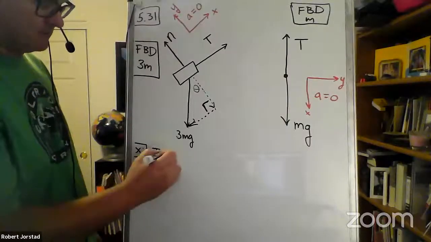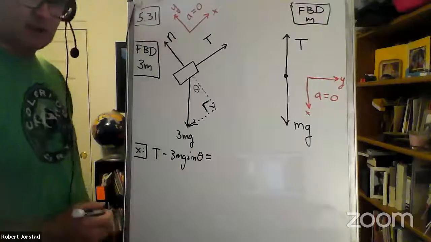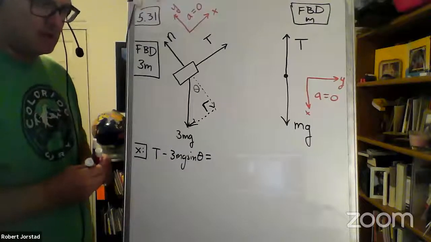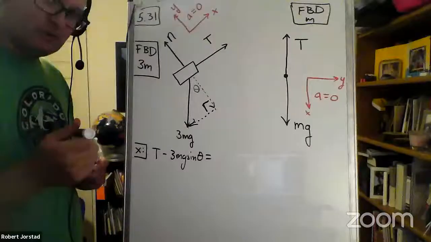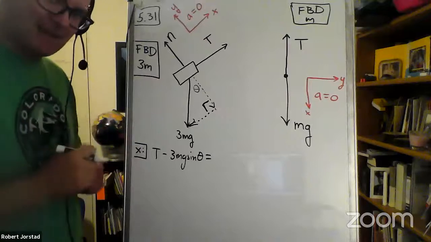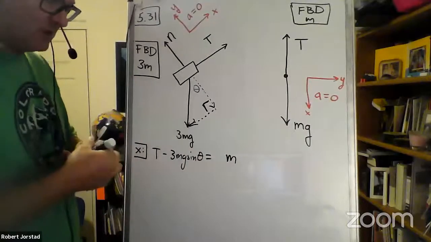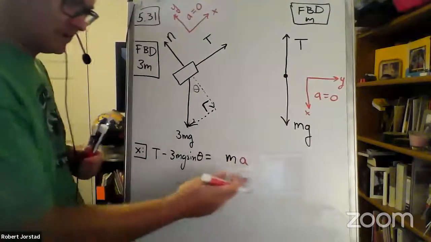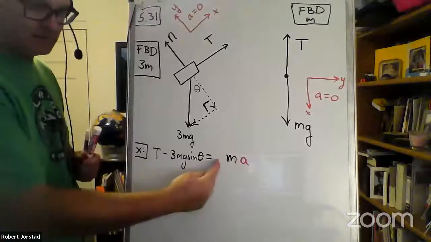T. T, positive or negative? Positive. Yep. Okay. Minus 3 mg sine theta. And in this case, what's it all equal to? MA. Nope. All right. Acceleration is 0, so it just equals 0. True. But what is wrong with saying MA? You could always plug in that A equals 0, but this is still wrong. What did you forget? 3 MA.